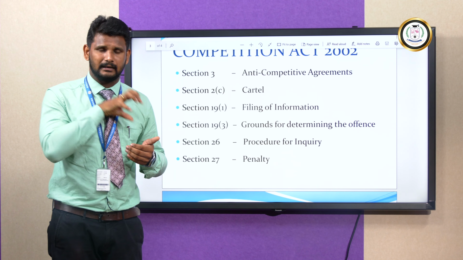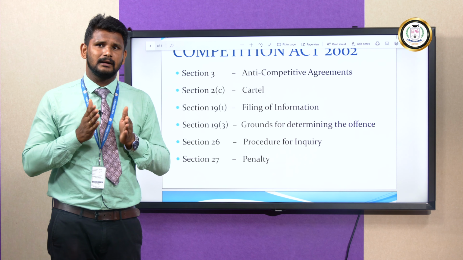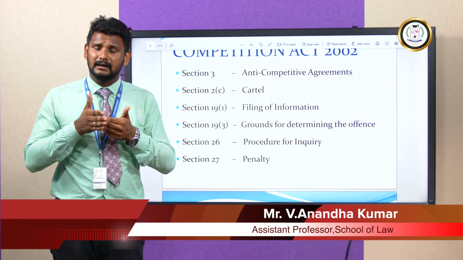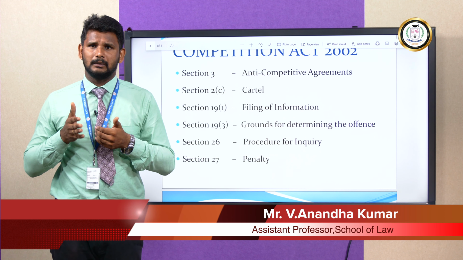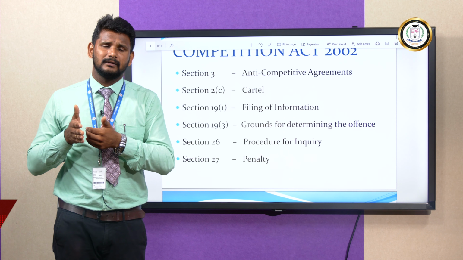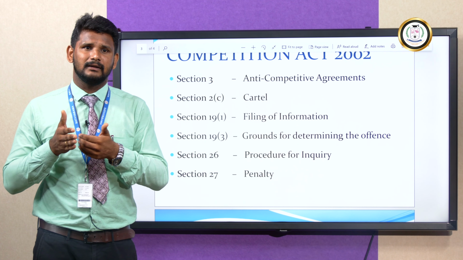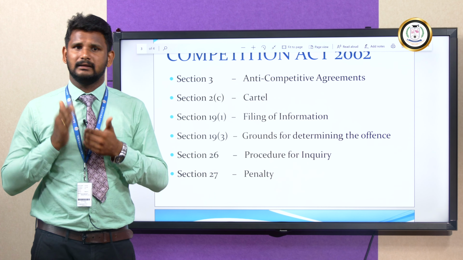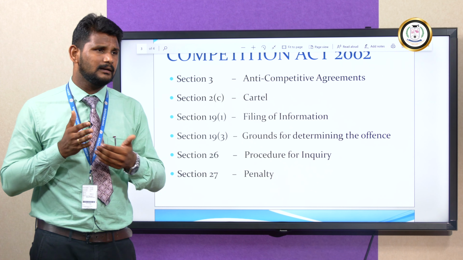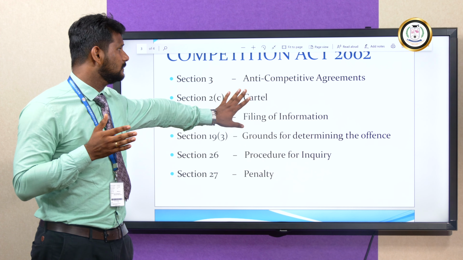And finally, section 27, which deals with the penalty. When it comes to penalty for anti-competitive agreements, the Act declares that the penalty can be 10% of the average turnover or 3 times the profit which the enterprise has earned for the previous 3 financial years. This is the penalty part with respect to anti-competitive agreements.